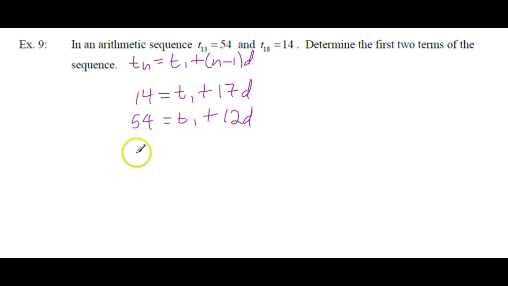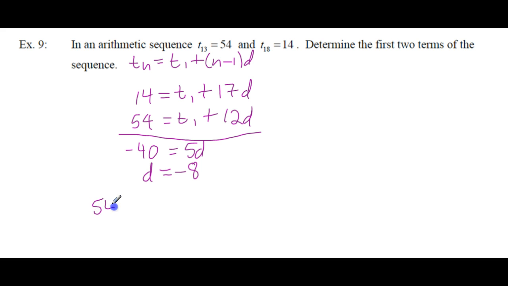And you can see what we've got here is a system of equations. And if I subtract 14 minus 54 is negative 40. T1 minus T1 is 0, but 17 minus 12 is 5d. So d is negative 8. Now, it wants the first two terms. So what we're doing, we'll just go into one of these guys, right? And we'll get T1. So let's put it into here.